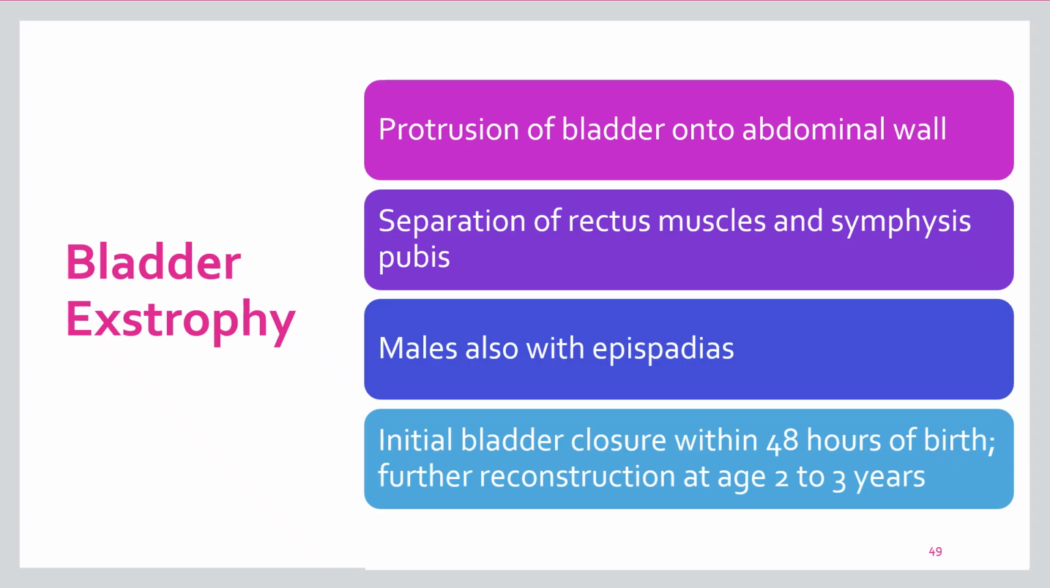So initial bladder closure within 48 hours of birth, further reconstruction at the age of 2 to 3 years. In this case, they do the initial bladder closure. They have to do it initially, because the whole bladder is outside. That's not good for the baby. It can cause infection and the baby can die soon. So they have to do the initial closure by 48 hours of birth, and then if they need any other reconstruction, they do that when the baby gets a little bit older, 2 to 3 years of age.